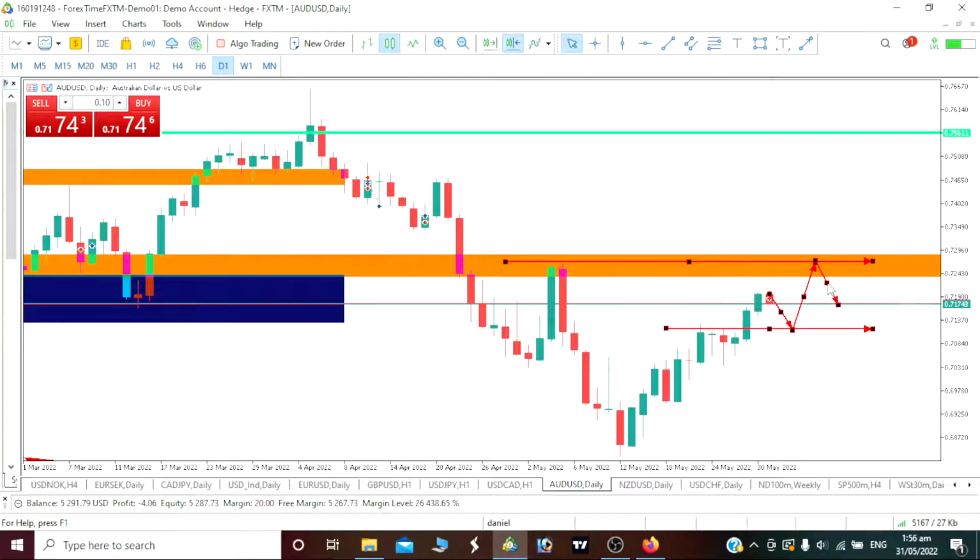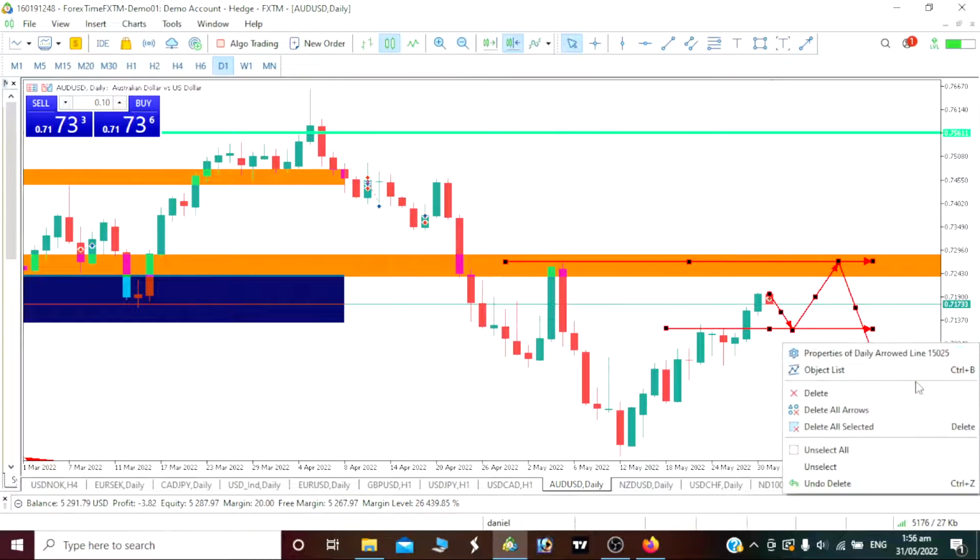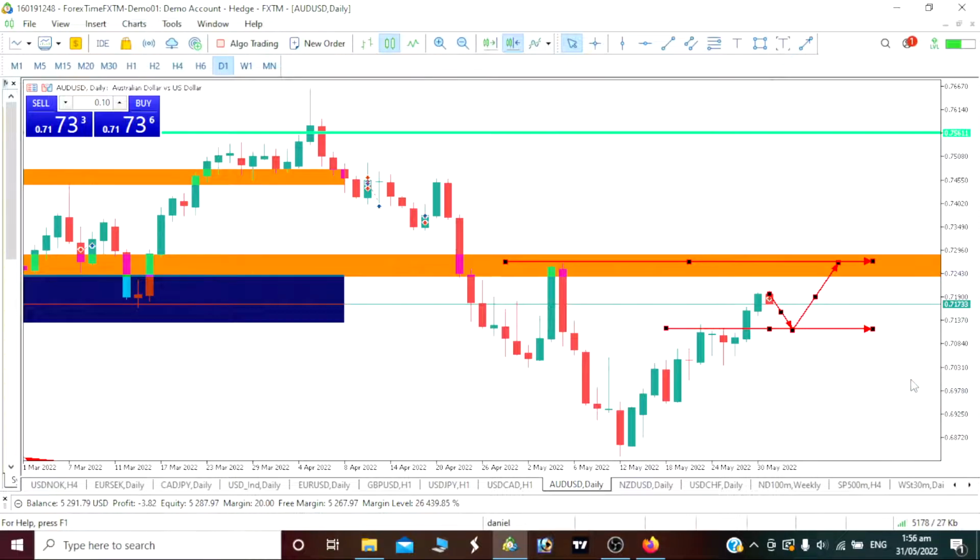So there are two ways our AUD will be reversing when it's pushing up. Either it reverses around this area here, or it pushes up and reverses around this area here, before we see that drop on our AUDUSD.